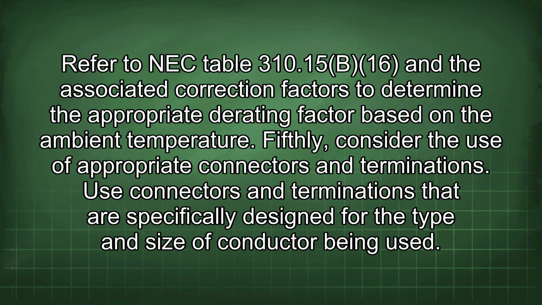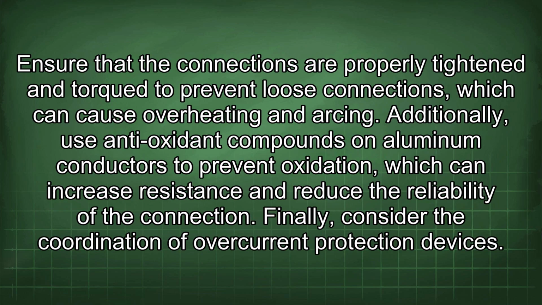Fifthly, consider the use of appropriate connectors and terminations. Use connectors and terminations that are specifically designed for the type and size of conductor being used. Ensure that the connections are properly tightened and torqued to prevent loose connections, which can cause overheating and arcing. Additionally, use antioxidant compounds on aluminum conductors to prevent oxidation, which can increase resistance and reduce the reliability of the connection.